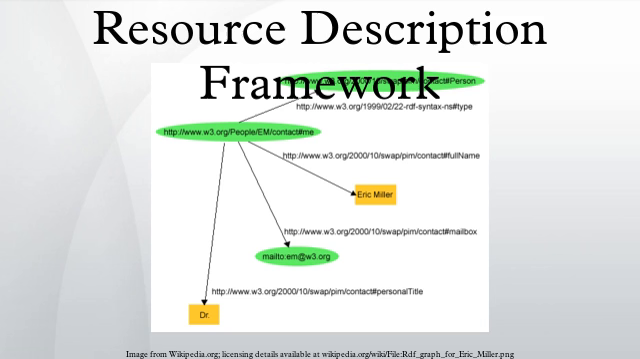Therefore, the following subject, predicate, object RDF triples can be expressed: http://www.w3.org/People/EM/contact#me, http://www.w3.org/2000/10/swap/pim/contact#fullName, Eric Miller; http://www.w3.org/People/EM/contact#me, http://www.w3.org/2000/10/swap/pim/contact#mailbox, mailto:e.miller123@example; http://www.w3.org/People/EM/contact#me, http://www.w3.org/2000/10/swap/pim/contact#personalTitle, Dr.; http://www.w3.org/People/EM/contact#me, http://www.w3.org/1999/02/22-rdf-syntax-ns#type, http://www.w3.org/2000/10/swap/pim/contact#Person, in standard N-Triples format.